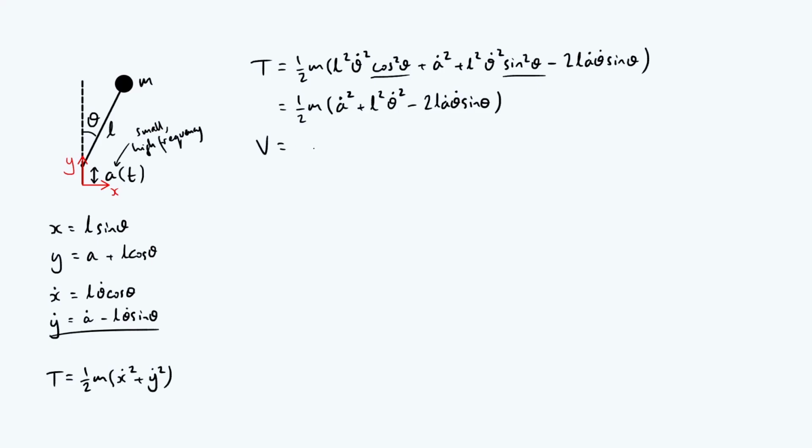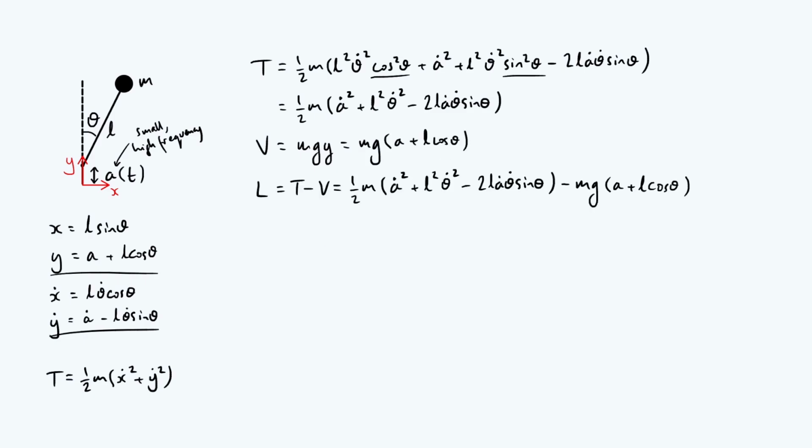Well, that's easy because there's only gravitational potential energy in this system. It's just mg times y. We don't even care about the x coordinate. So we just plug in our expression for y that we got before. So you get mg times a plus L cos theta.